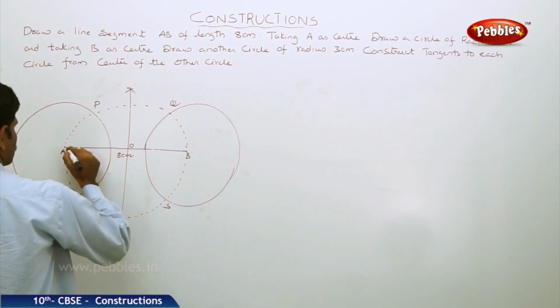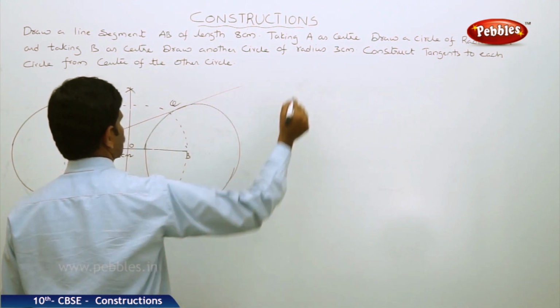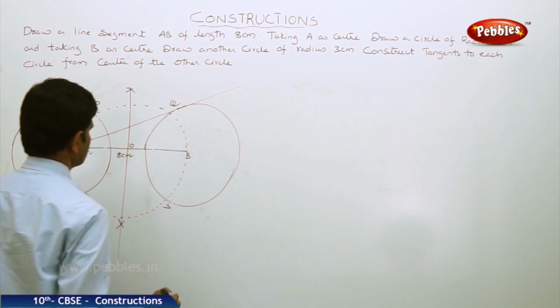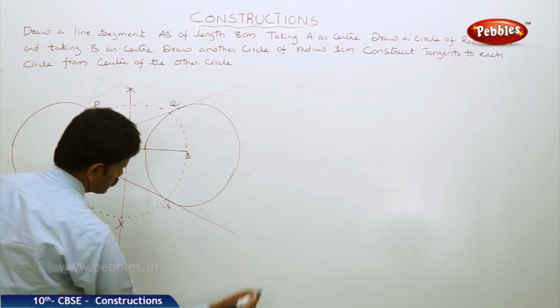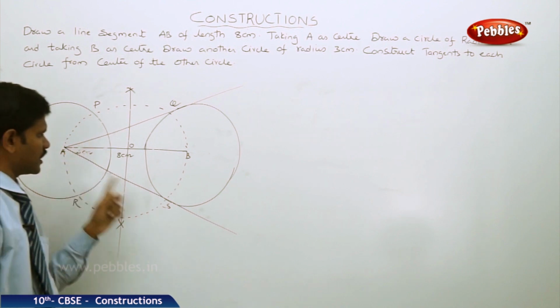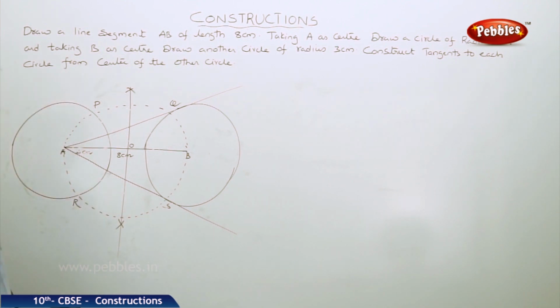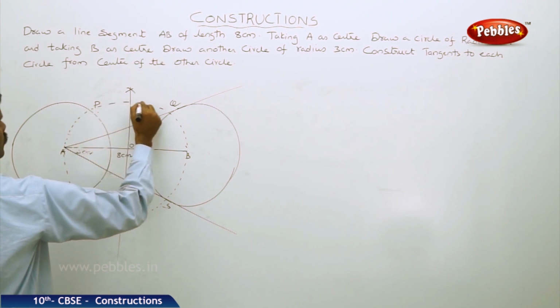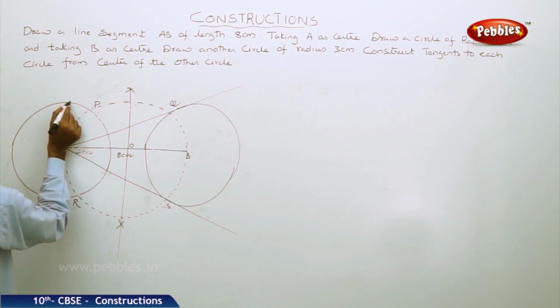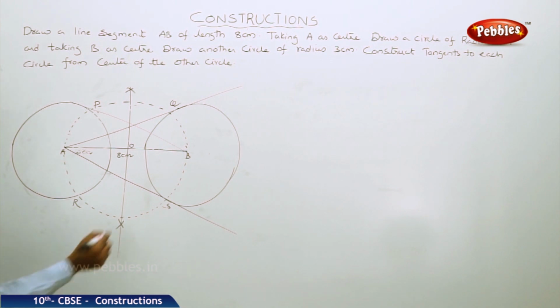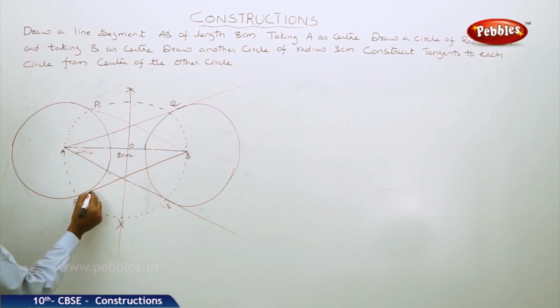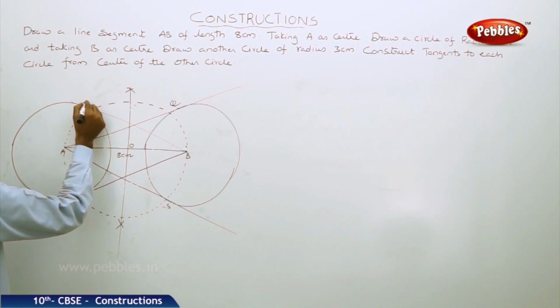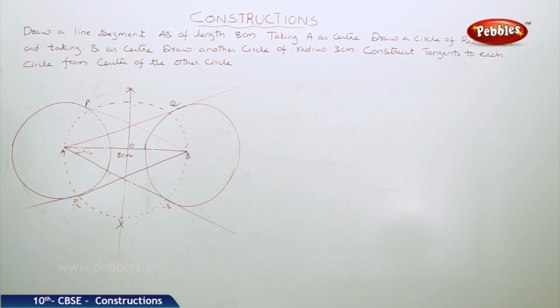Now from the center to here, next from this center to PQ, AS are the tangents, and now from B to this is the one tangent, and from B to R. Now the required tangents are AQ and AS, and BP, BR are the required tangents.